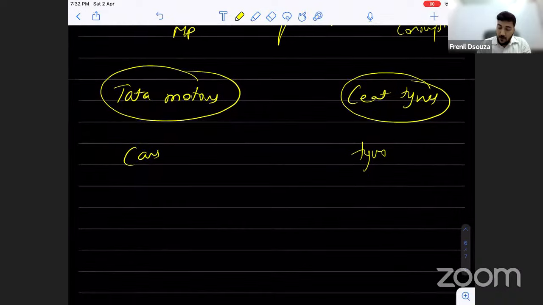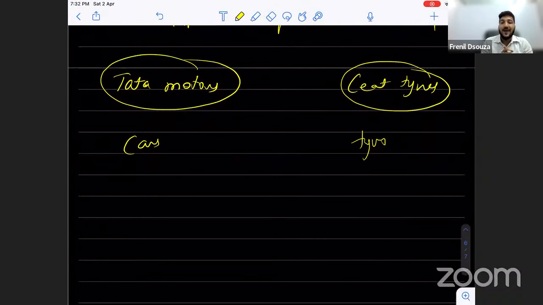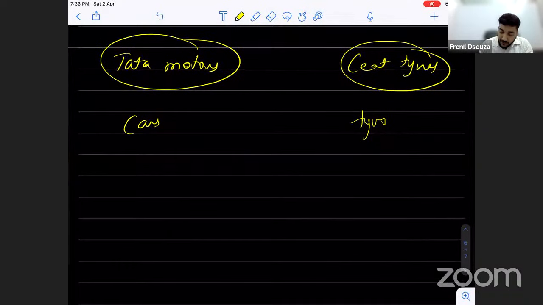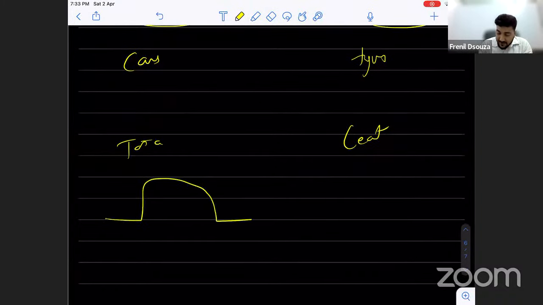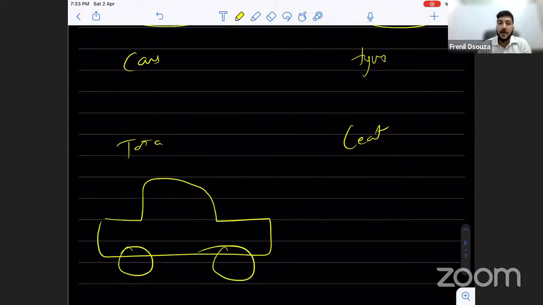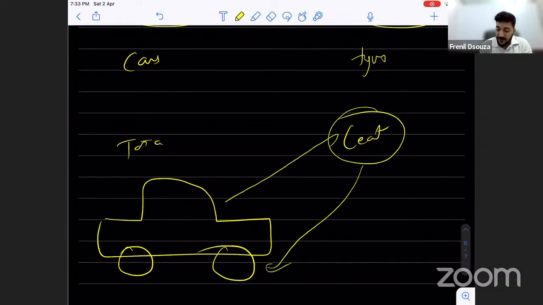Now, whenever you are finding out the total value produced by these companies, of course, you will take the total value produced by Tata and you will take the total value produced by Seat. But what you have not understood here is, a car will always have tires, right? But Tata doesn't produce tires, right? They will get the tires from where? They'll get it from Seat, right? And they'll fix it here.